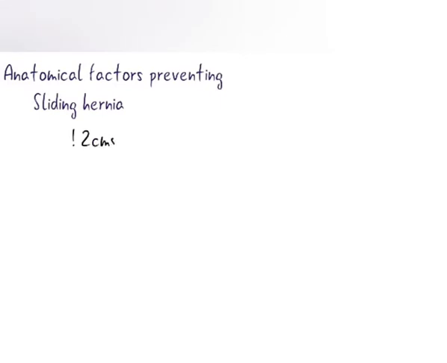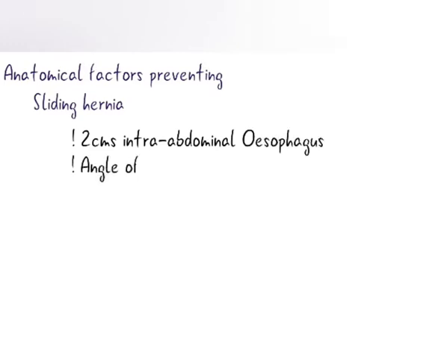First we will see the anatomical factors which prevent sliding herniations. The first anatomical factor is presence of 2 cm of intra-abdominal esophagus, which prevents the protrusion. Angle of His: the angle is an acute angle between the cardia at the entrance of the stomach and the esophagus. This angle prevents the protrusion of viscus into the hiatus.